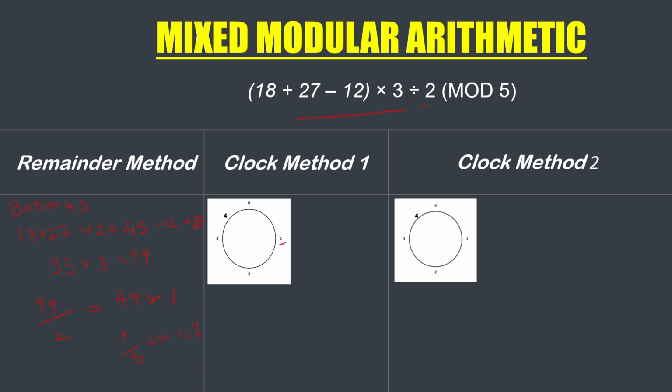And then using clock method 2, you have to find the value of all the numbers, which is 18, 27, 12, 3, and then 2. So the value of 18 is 3, the value of 27 is 2, the value of 12 is 2, the value, using the clock that is, of 3 is 3, and the value of 2 is 2. So we have 3, 2, 2, 3, 2.